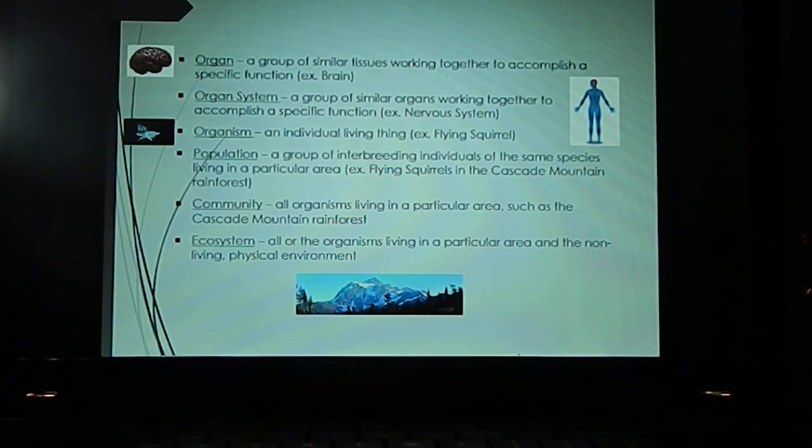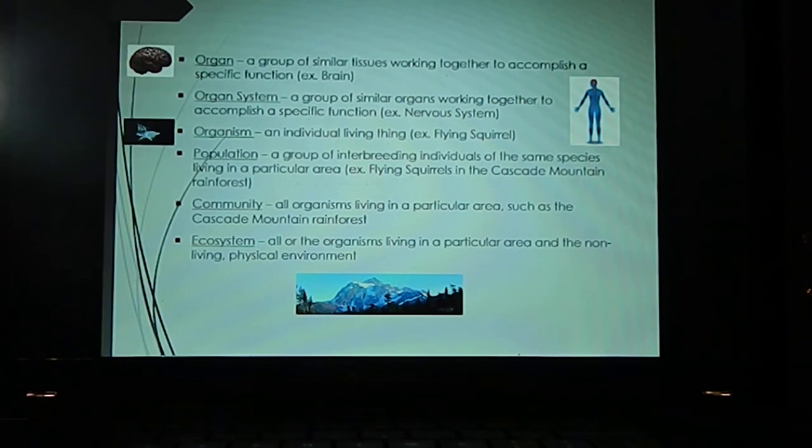Now, if you want to, you can draw a line from cell to organism, bypassing tissue, organ, and organ system, because, like I said, some organisms are one-celled, like bacteria or protozoa or algae. So they would bypass those levels and go straight to the organism level. An example of an organism is a flying squirrel, the western flying squirrel.